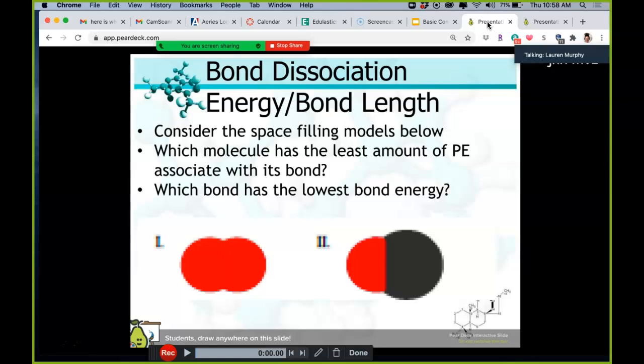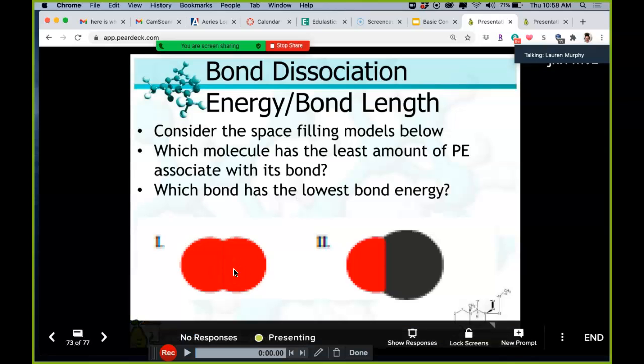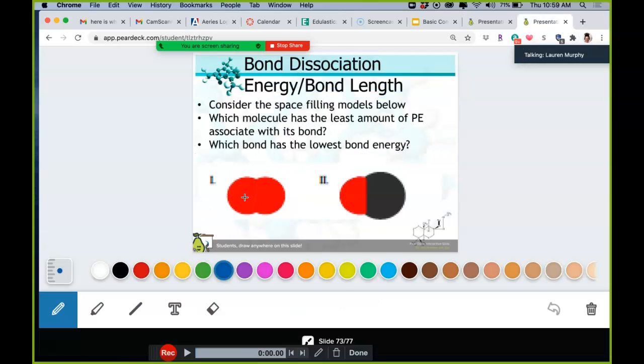So these are just space filling models. This is obviously a diatomic, right? Two of the same element, and this is not a diatomic, two different elements. Which bond has the lowest bond energy? Well, it's very apparent that this is two of the same elements, and this is the same element over here, but with an atom that's bigger.